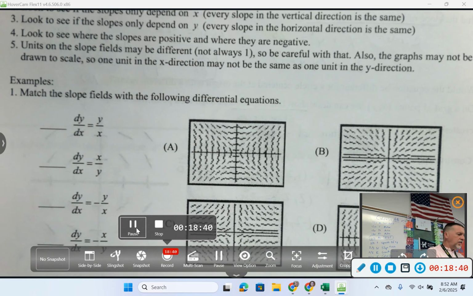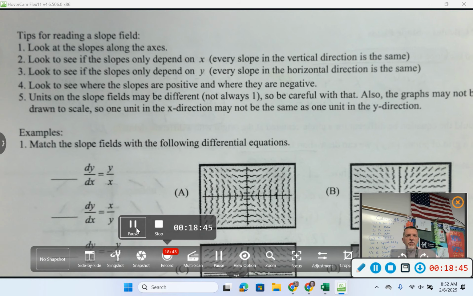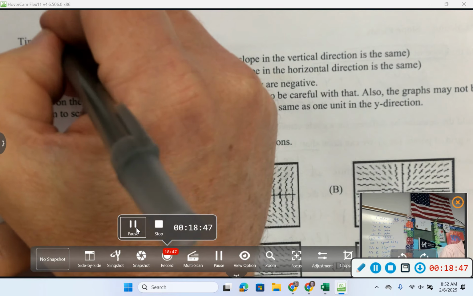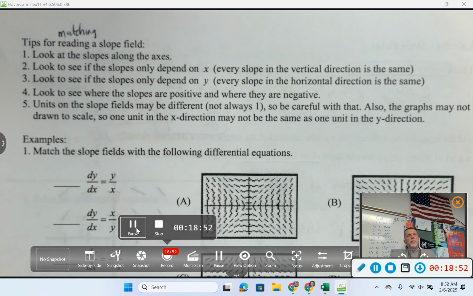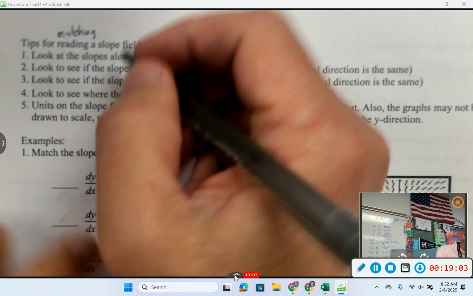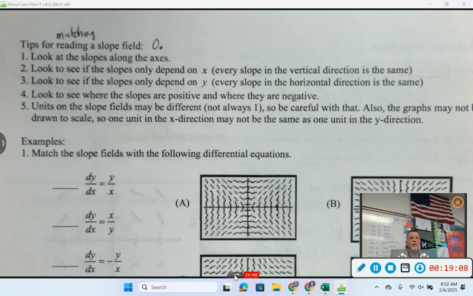Okay, again, most of these are going to be matching. So here are tips for reading a slope field, or maybe we should just say matching a slope field. It is nice on the AP test if you get a free response question with a slope field, because that's pretty easy. But you'll also get some matching slope field questions. The only thing I would add to this list, I would put first. It's the first thing that McKenna said earlier. So this is step 0.